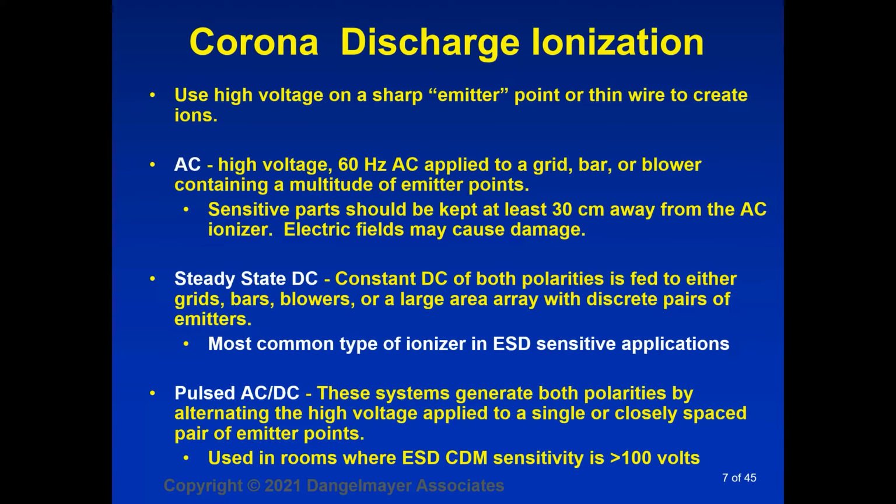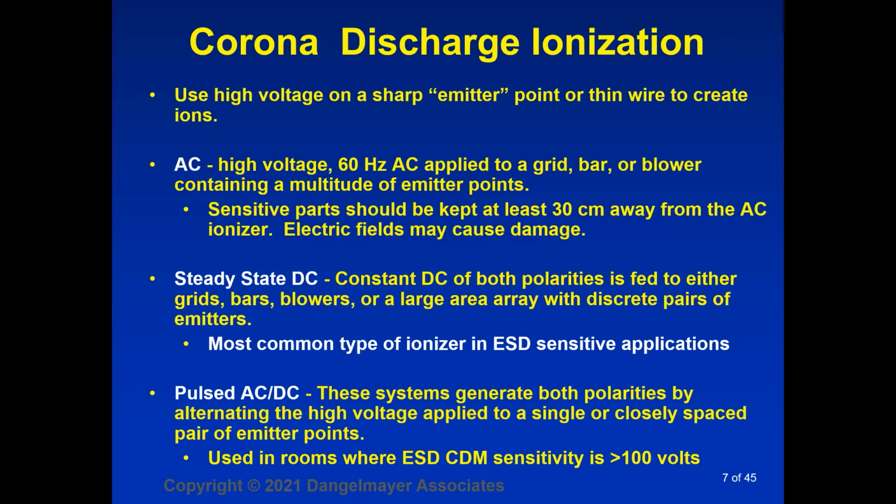Now, steady state DC uses DC of both polarities. It's fed to either grids, bars, or blowers, or a large array with discrete pairs of emitters. It's the most common type of ionizer in ESD-sensitive applications. We're always using this type of ionizer in blowers, in some ionizing bars, and it's because we can adjust the balance of the ionizer. It's the most common type we use in sensitive applications.